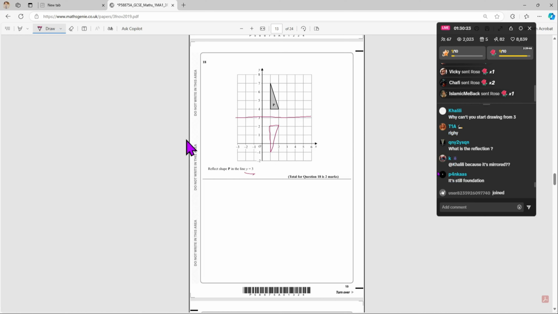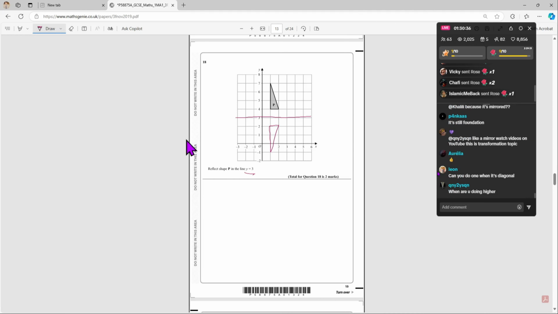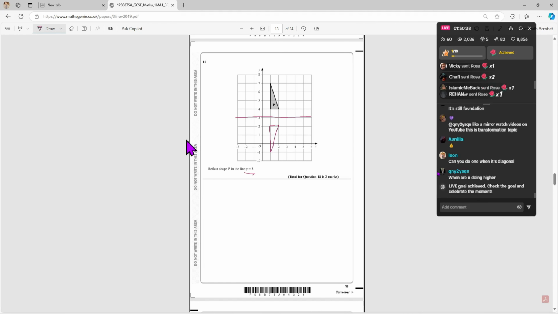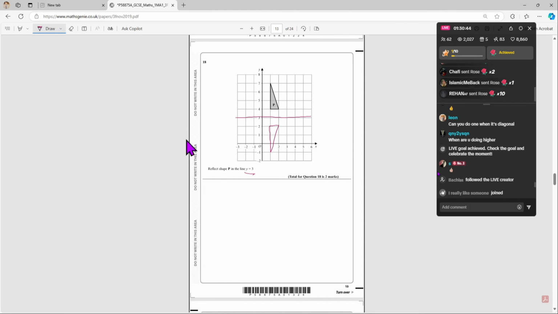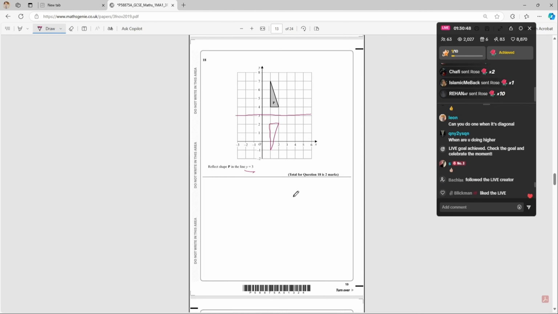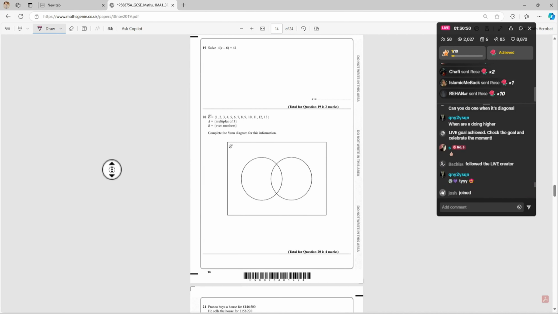Yes, it's still foundation. I think we're coming to the near end of the paper. Some of these questions are on the higher paper as well, okay? So if you're doing higher, you can still watch this. Some of these questions still come up on the higher paper, okay? So let's move on to question number 19.